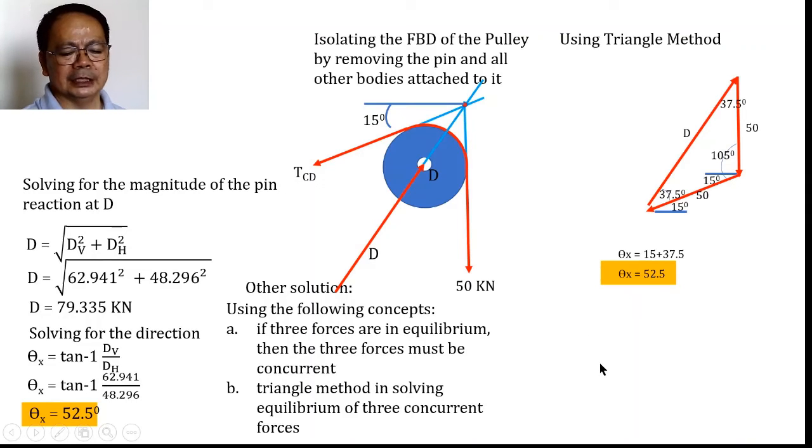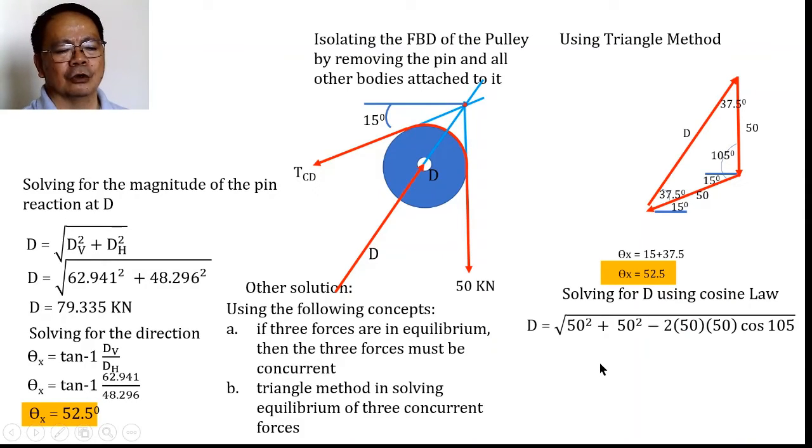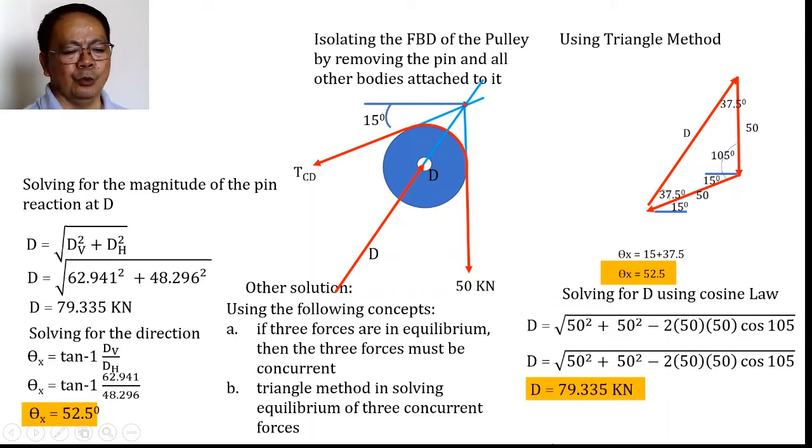So, kunwari, gamitin natin cosine law. How do we apply cosine law? Cosine law is the square root of the sum of the square of the two sides minus twice the product of the sides and the cosine of the angle between them, so that it is equal to 50 square plus 50 square minus twice the product of 50 and the cosine of 105, representing this angle. So when we simplify, this D will be equal to 79.335, which is the same as this angle.